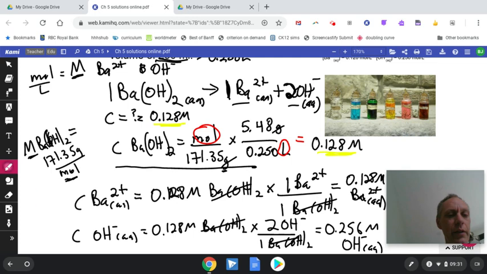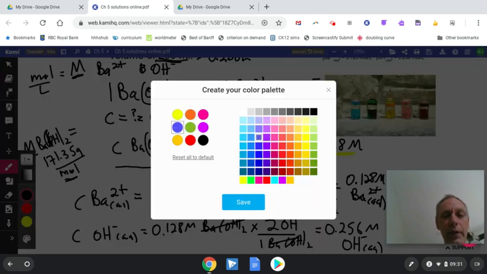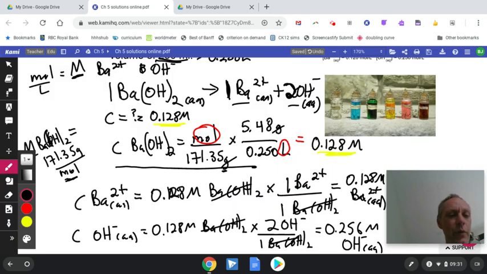Oh, why did it not give me the blue that I just chose? Okay, you're seeing my savvy skills here, not so savvy. Oh, I know what I had to do, touch that.